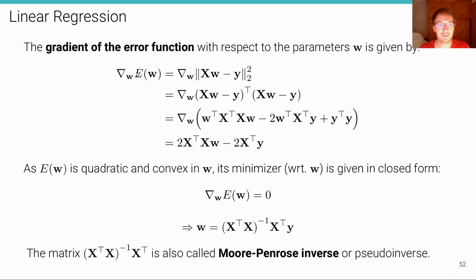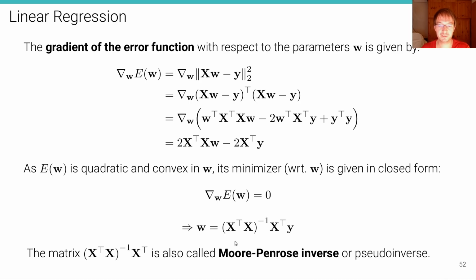That means we can set this expression here to 0 and obtain a closed form solution. Setting this to 0, we see that the 2 vanishes, and we can put this on the other side and then divide by this expression here. So we get (X transpose X) inverse times X transpose times y.